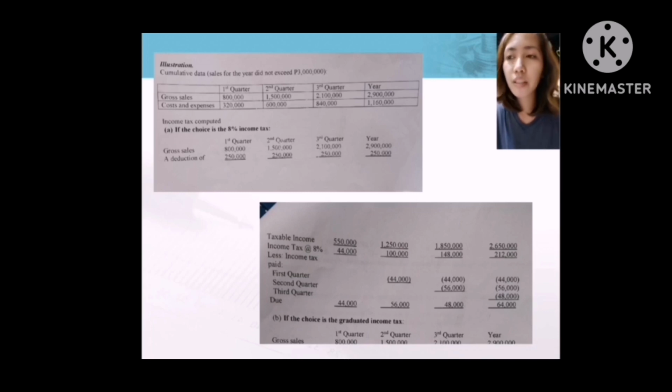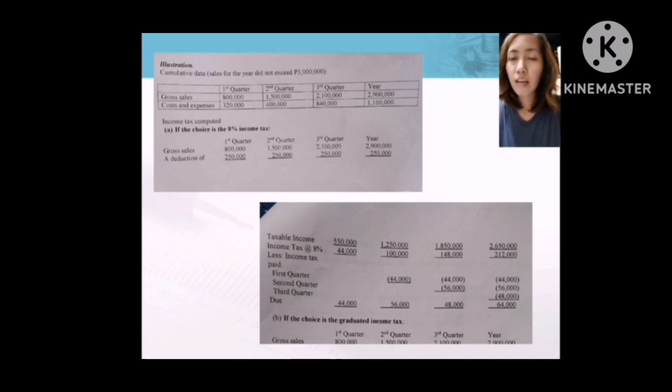Same sa second quarter na ang kinalabasan nga is 1,250,000, then ita-times lang din uli natin siya sa 0.08 at ang lalabas nga is 100,000 pesos, and ililess pa uli natin yung 44,000 na nakuha natin sa first quarter at lalabas nga dito yung 56,000 pesos. And the third quarter, 1,850,000 pesos times 0.08, 148,000 less the 44,000 pesos from the first quarter and less natin ulit yung 56,000 pesos from the second quarter.